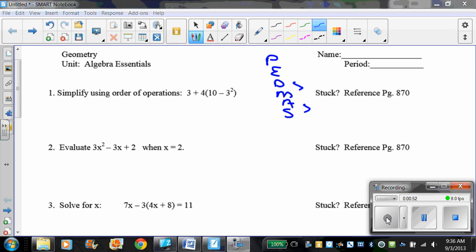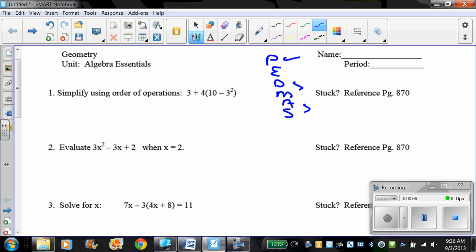Okay, so when we look over here, you notice there are parentheses. That's what's first, parentheses. We need to simplify inside of here. So we have 3 plus 4, and in parentheses, 10 minus 3 squared. Well, I need to do the exponent before I do subtraction, again because of order of operations. So inside the parentheses, you also have to do proper order of operations. So 10 minus 9, since 3 squared, or 3 times 3, is 9.